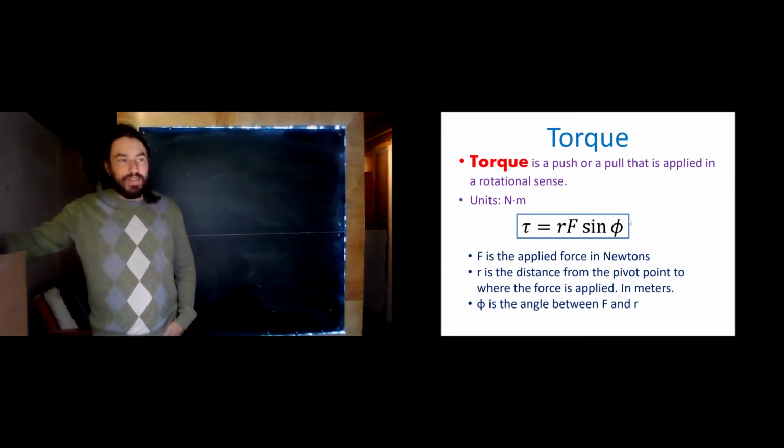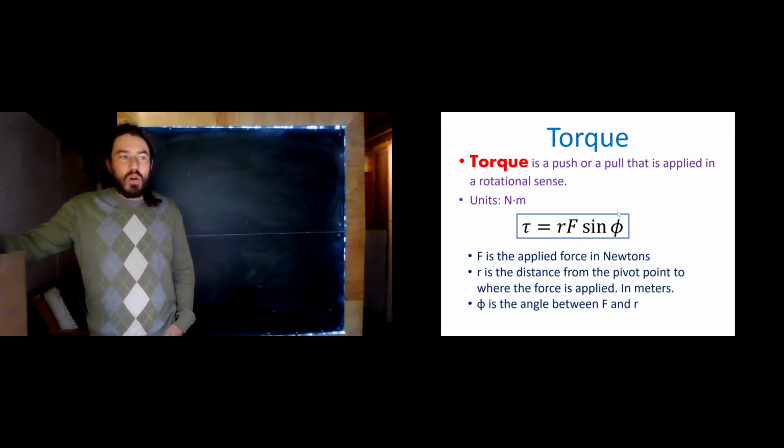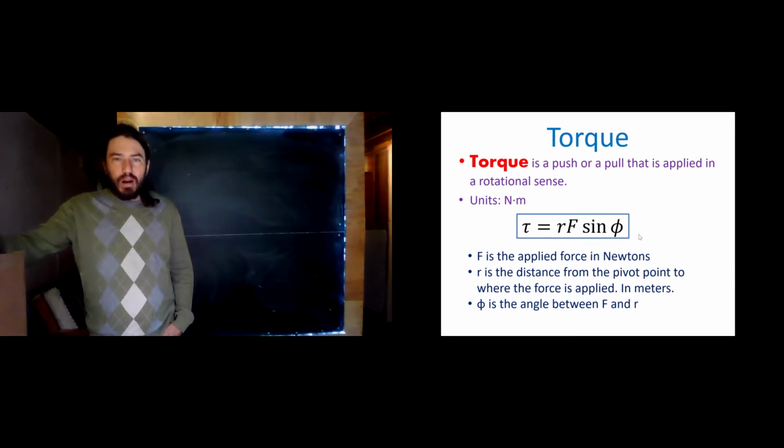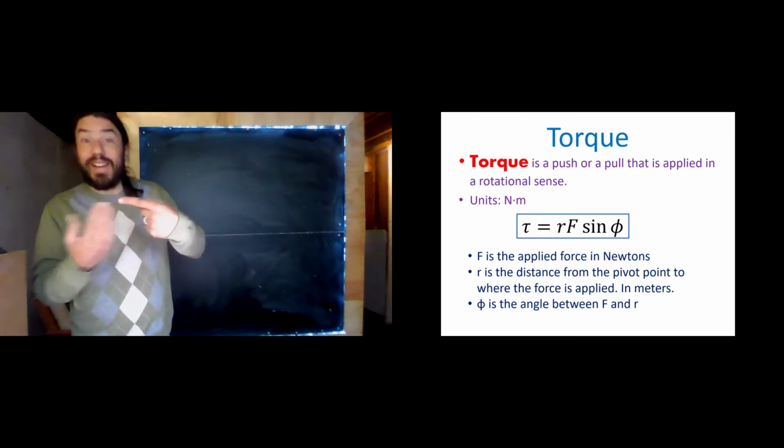So back to our mathy definition, a torque is a radius, which we're calling the distance from the pivot point to where the force is applied. So we can't apply the force right at the pivot point. If we did, R would be 0, and so would torque. So we have to apply some force at a distance from the pivot point, and the angle between R and F cannot be 0. In other words, I need to be applying my force at some angle to that pivot arm, to that lever arm.